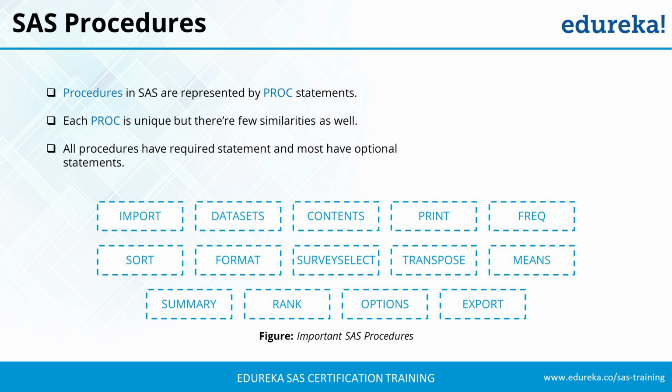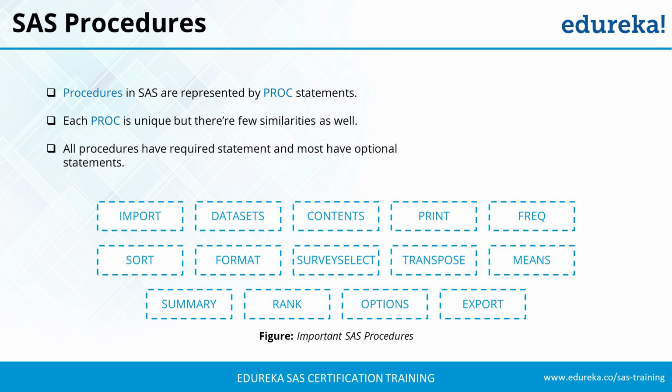SAS procedures. SAS actually has just 2 components, the data step and the proc step. There are several procedures in SAS. Import is for importing data sets, and there are procedures to manipulate the data set. Contents is for getting the metadata.